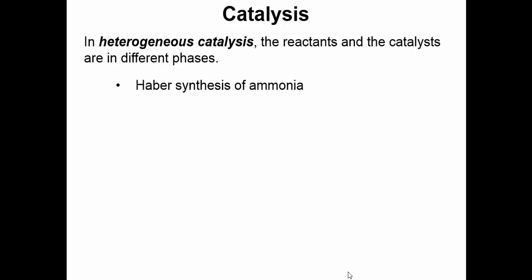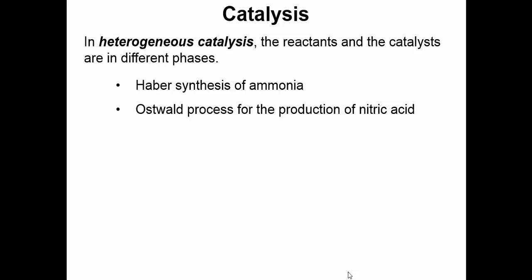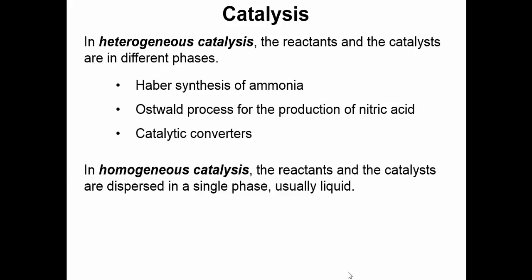The Haber synthesis of ammonia is a very important reaction. It produces fertilizer. Another one is called the Ostwald process, and it produces nitric acid, which is used in very great volumes in other areas such as the making of fertilizer. And then there's the catalytic converter found in cars. All three of these are enormously powerful chemical tools that are used today, and they involve a heterogeneous catalyst.